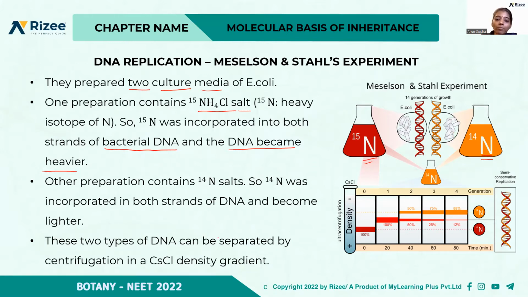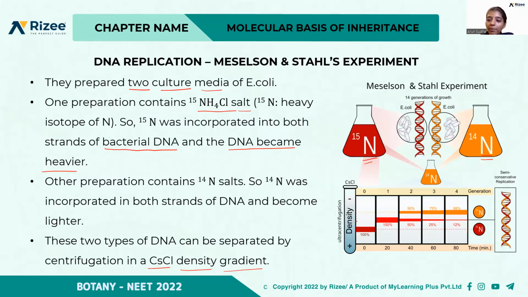These two types of DNA can be separated by centrifugation in a cesium chloride density gradient. This is density gradient ultracentrifugation. Whatever is heavier will settle down, and the lighter one will form a band on the top. On the basis of density, they are separating N15 and N14. This is the DNA with N15, and this is the DNA with N14.